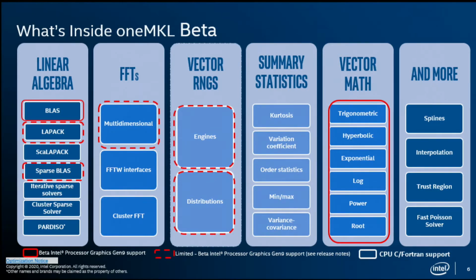So that's the same as what is in Intel Math Kernel Library. But then in the Intel oneMKL beta, the items in red denote that there's support on the Intel processor graphics Gen 9. The solid red line around BLAS and vector math indicates that there's full support for those domains on the Gen 9, and then the dashed red lines indicate that there is partial support. So LAPACK, ScaLAPACK, multidimensional FFTs, and vector random number generators all have some support on the Gen 9.